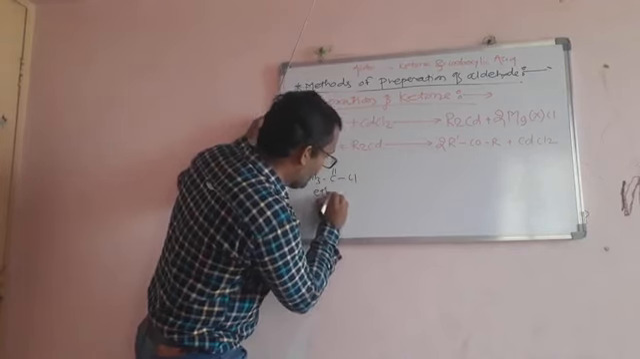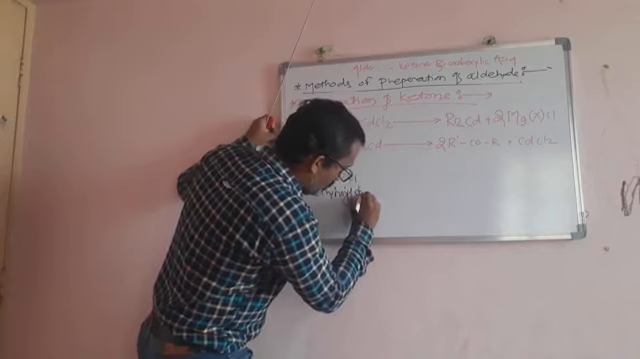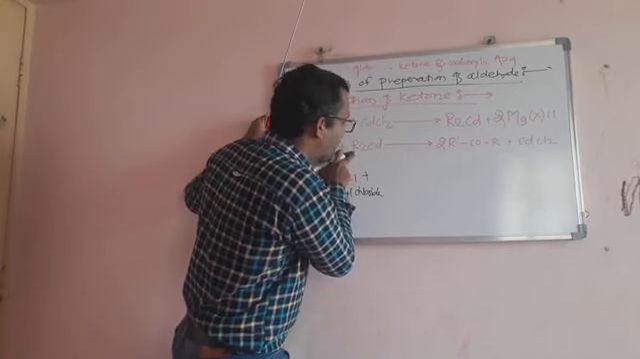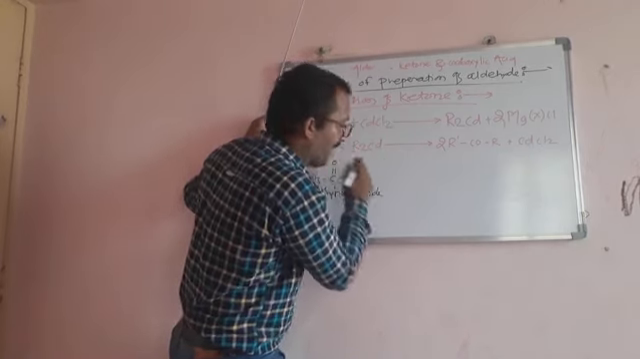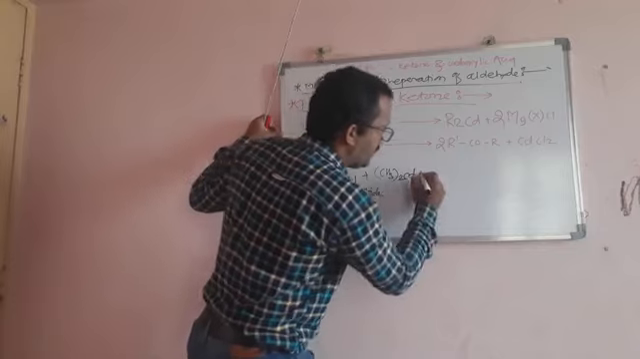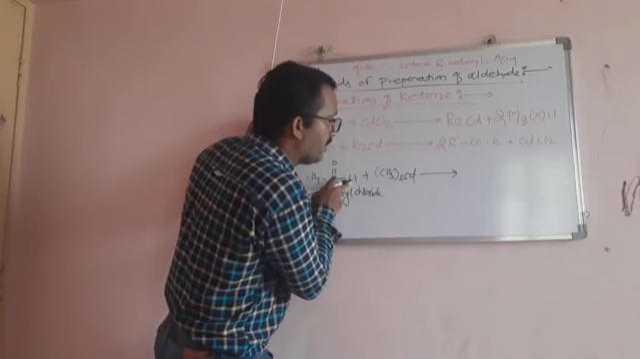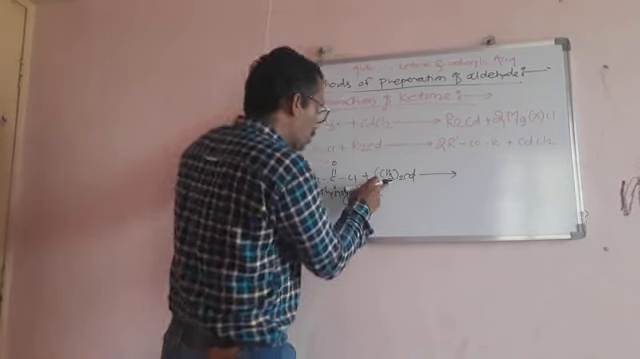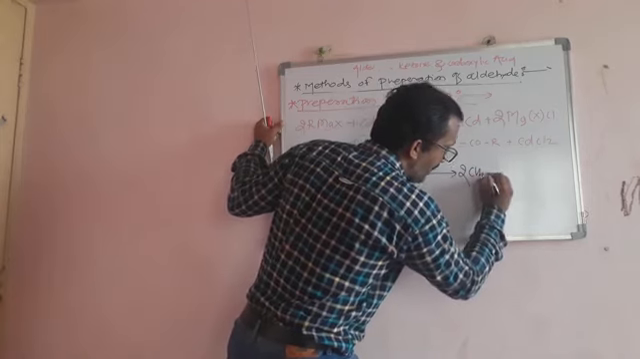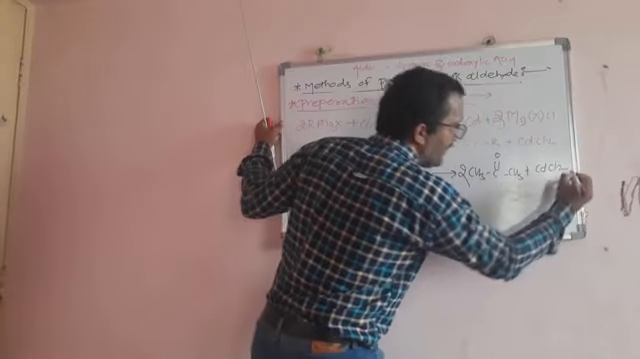Ethanoyl chloride is reacted with dimethyl cadmium. Instead of a general alkyl group, there is a methyl group, so it is CH3 twice Cd, dimethyl cadmium. The chlorine is replaced by this methyl group, and it gives the product CH3 C double bond O CH3, along with the byproduct CdCl2.